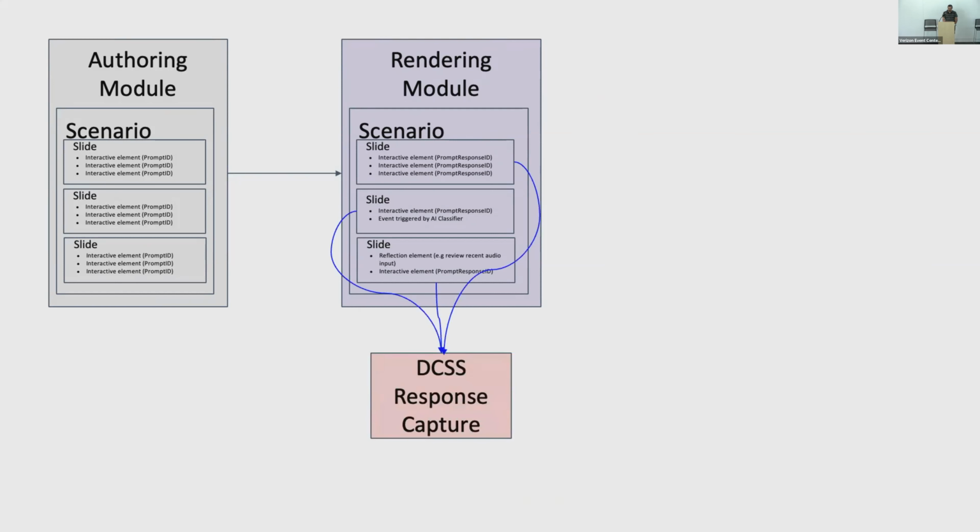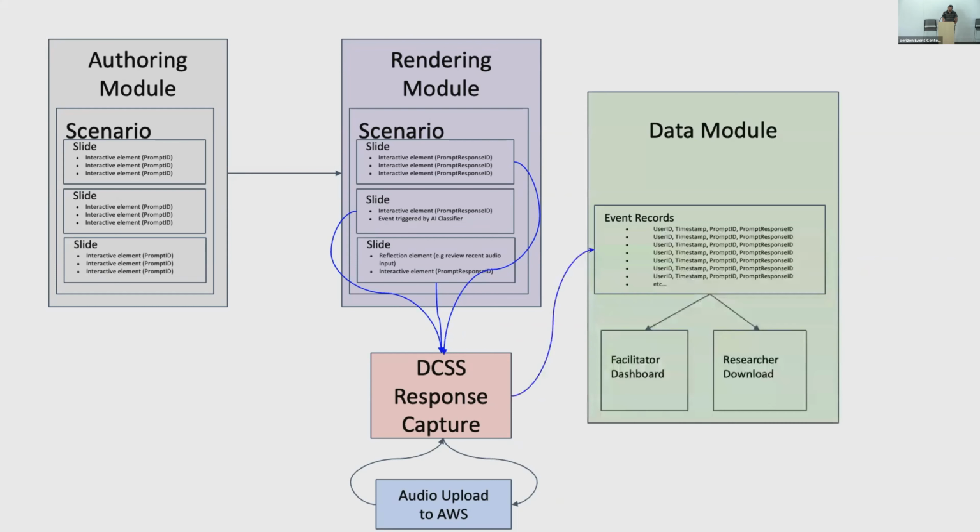There's a response capture system that grabs every voice, text, radio button input. The audio goes to AWS and to IBM Watson to get transcribed right away. And then it goes into a data module, which keeps every record. There's a table which has every action for every person in every scenario. That gets piped in different ways to facilitator dashboards, to people who are live facilitating things.